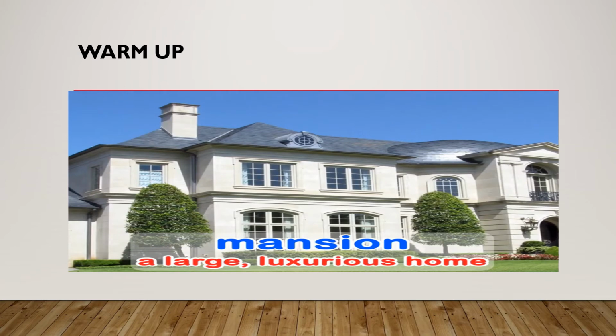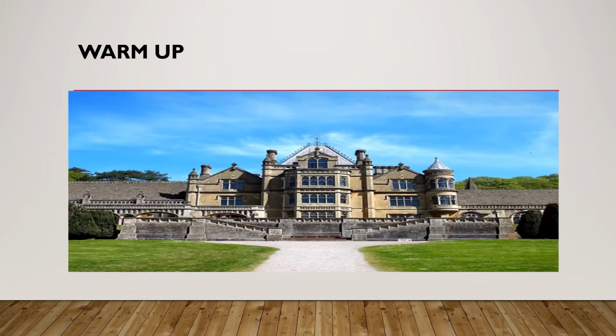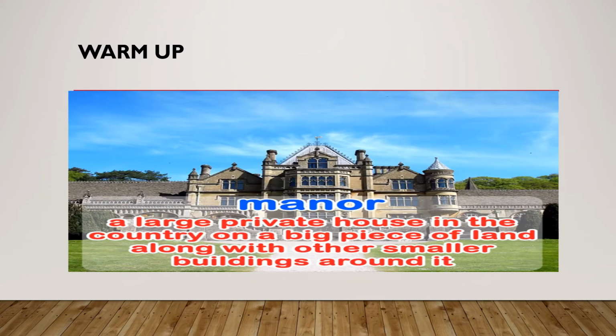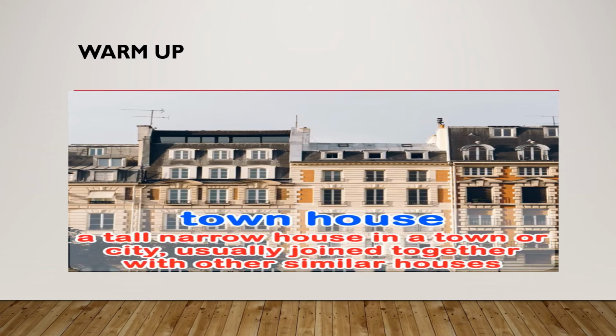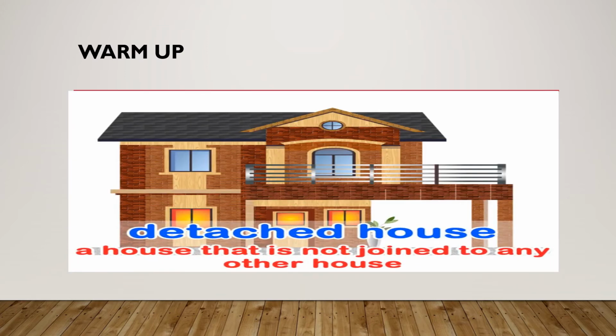Mansion. A mansion is a large, luxurious house. Manor. A manor is a large private house in the country on a big piece of land, along with other smaller buildings around it. Townhouse. A townhouse is a tall, narrow house in a town or city, usually joined together with other similar houses. Detached house. A detached house is a house that is not joined to any other house.